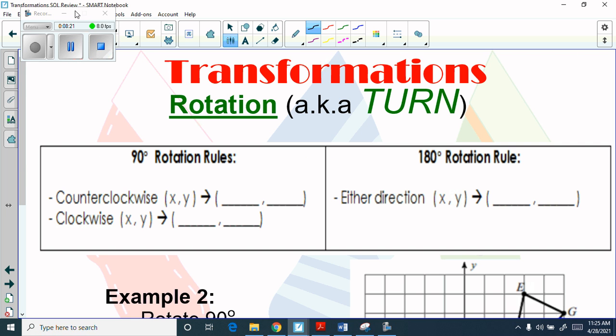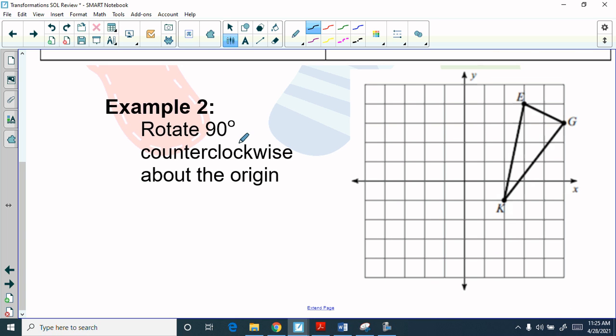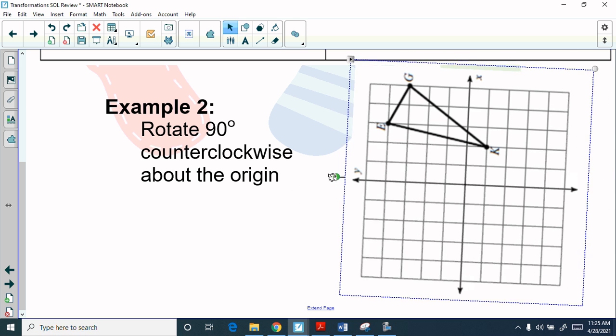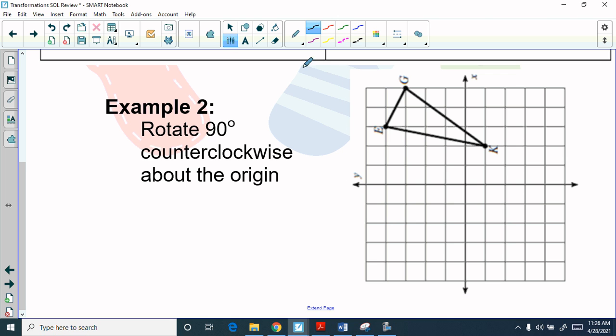So let's try that again. This time we're asked to rotate 90 degrees counterclockwise, which means I'm turning to the left. So I'm going to take my paper, turn it 90 degrees, which is one turn to the left, and I'm going to write down my points.